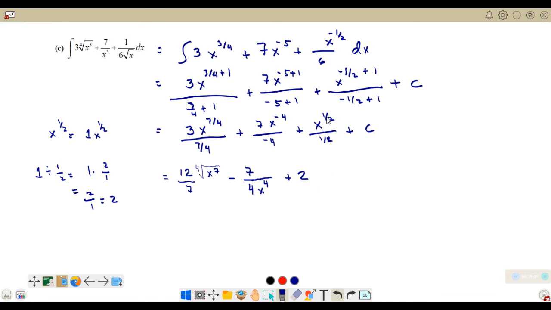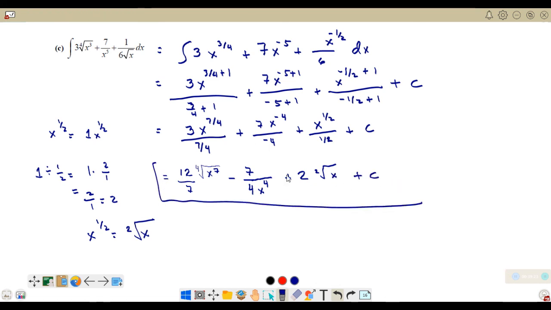And you have x raised to the power of 1 half. X raised to the power of 1 half is x with the power of 1 inside a radical with index 2. So, that is the square root of x. Square root of x plus C. So this is the final answer for this problem.